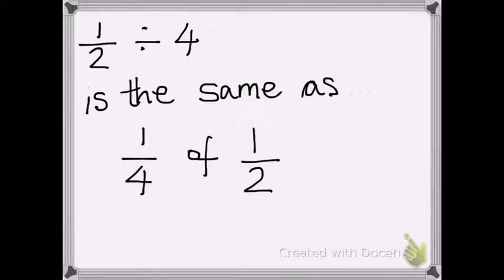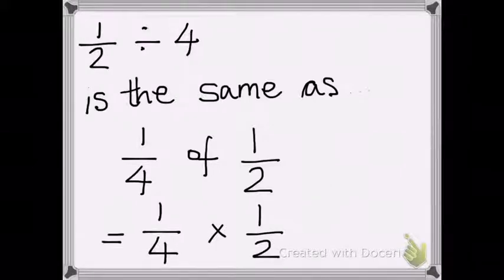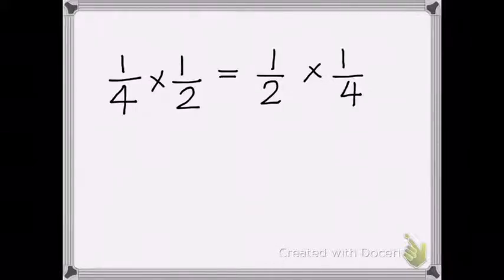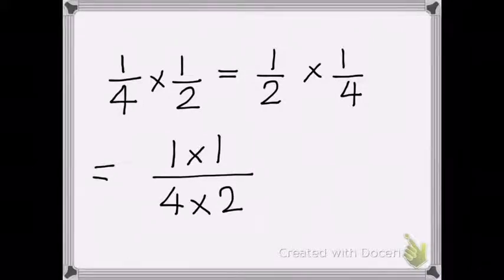1/4 of a half, which is a little bit like saying 1/4 times a half, because remember, of is the same as multiplied. And we can do that. We know that a quarter times a half is the same as a half times a quarter, because with multiplication it doesn't matter which way round we go. So we can do that quite easily by multiplying the numerators and the denominators to get 1/8.